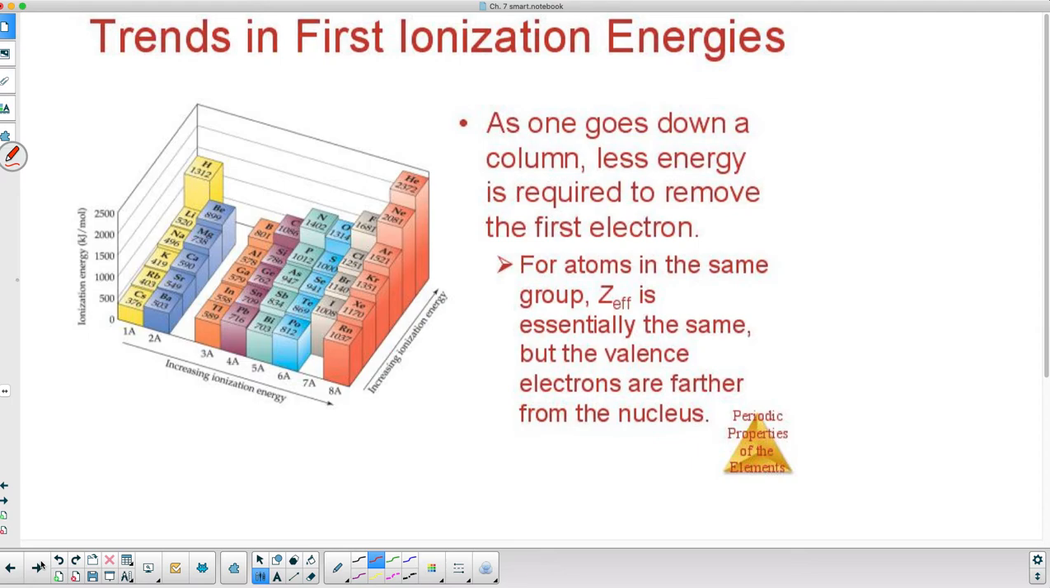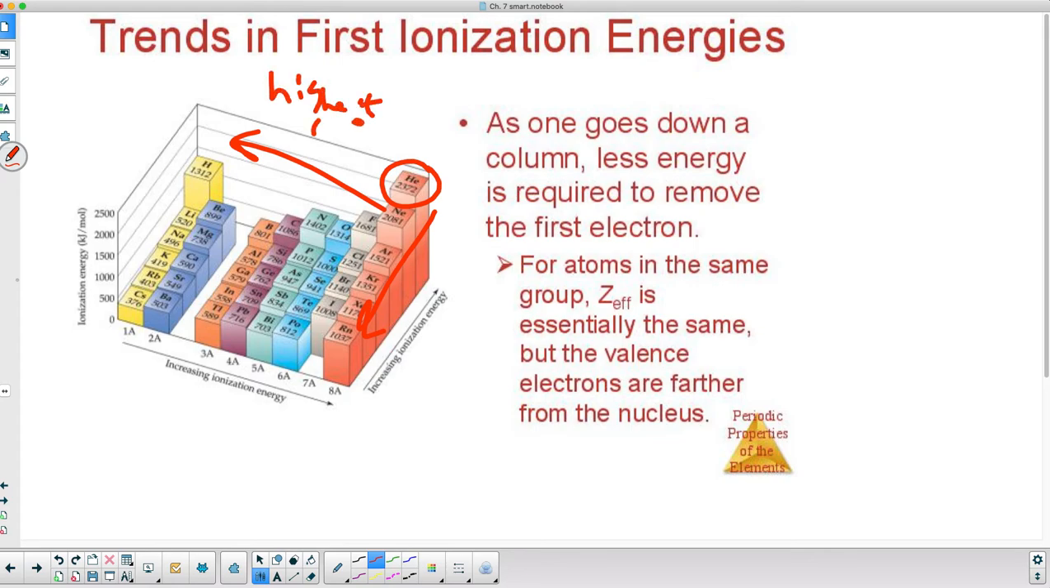Take a look at the trends of the first ionization energy. Obviously, we start in the upper right-hand corner of the periodic table. That is the highest ionization energy, and it decreases as you go down a group, and it decreases as you go from right to left. In other words, it increases as you go to the right, but decreases as you go down. All right, so these trends we're going to want to know. Here's the easiest way to do it, in my opinion.